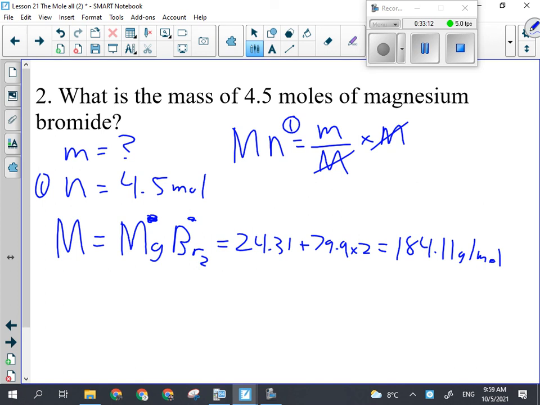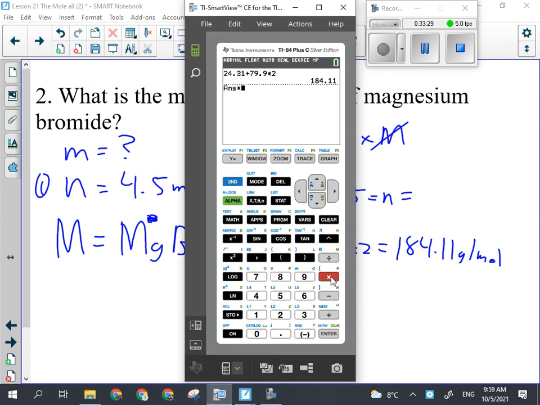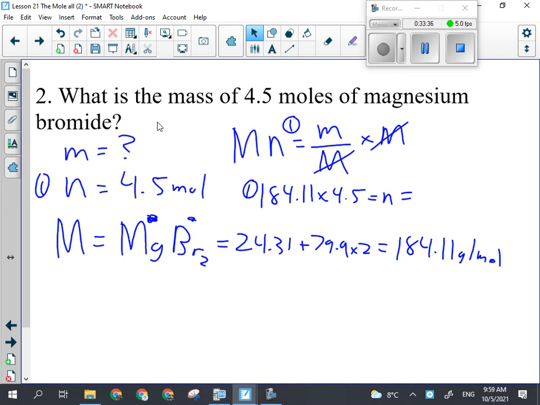Okay, so you're going to have 184.11 times 4.5 equals m. So you get a 3rd mark for that, and then you get a 4th mark for your final answer, which is 828.50. And that's in grams because we were calculating mass.